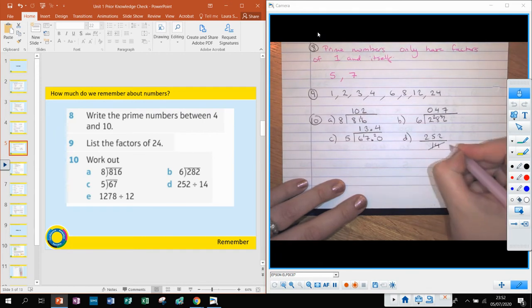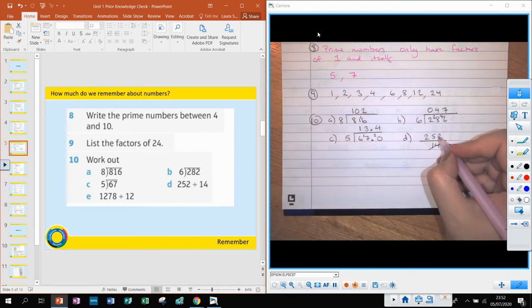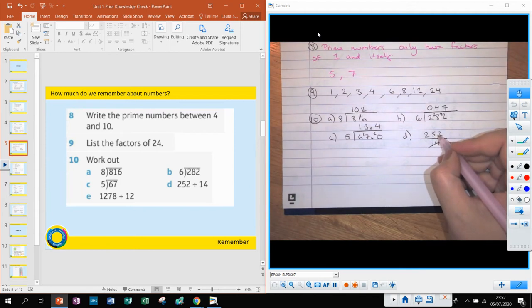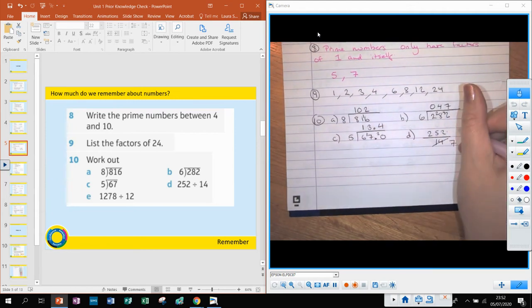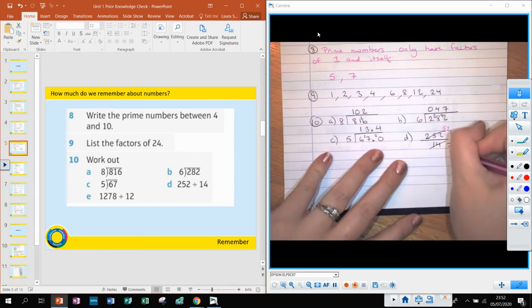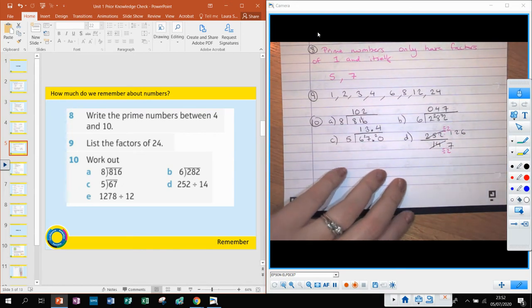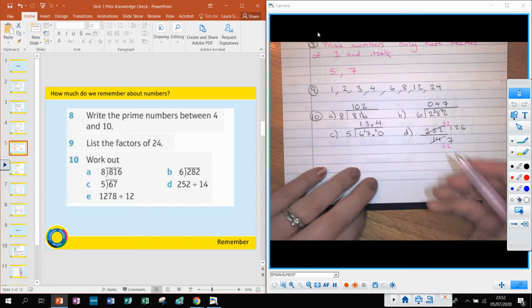So half of 14 is 7. Half of 252, well, half of 250 is 125, and half of 2 is 1, so that would be 126. So what I've done to do that is I've divided both the top and the bottom by 2. I've cut them in half. Now, 126 divided by 7 is a lot easier to do, so now we can do this.